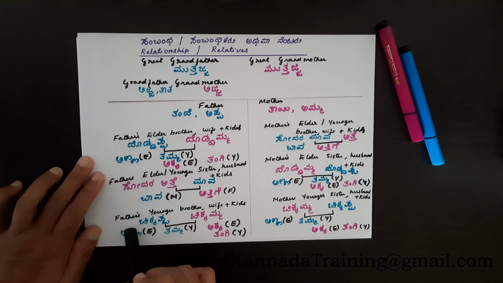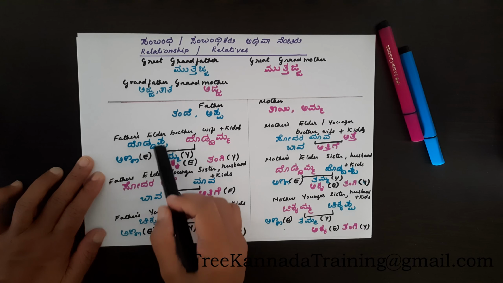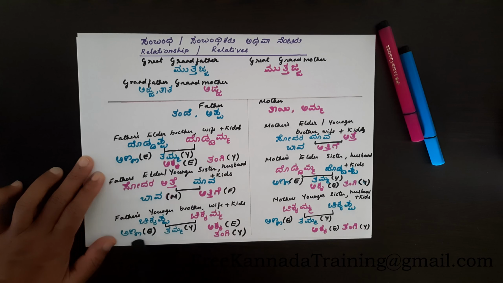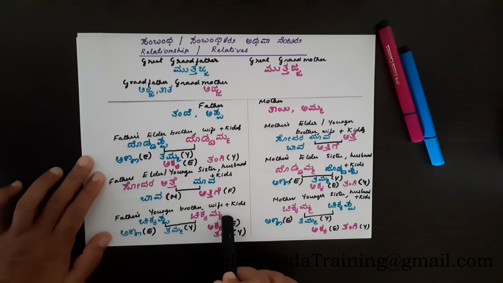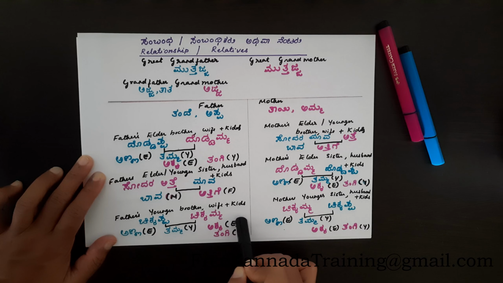So next is father's younger brother. Here elder brother is Doddappa, younger brother will be Chikkappa. Chikka is small, here younger. Chikkappa and Chikkamma's kids again will be brother and sister, cousins. So elder brother is Anna, younger brother is Tamma, elder sister is Akka, younger sister is Tangi.